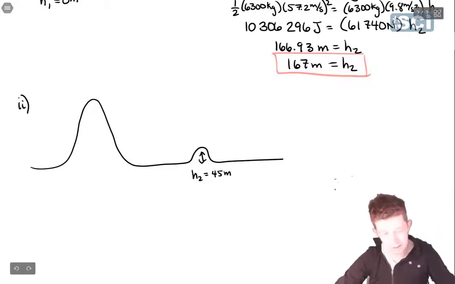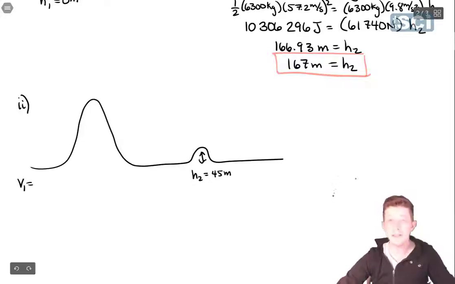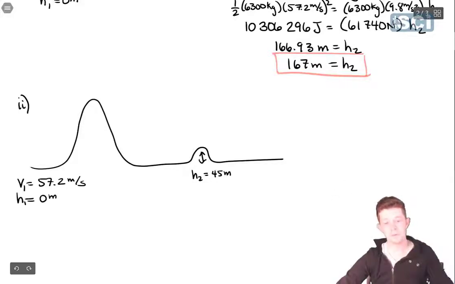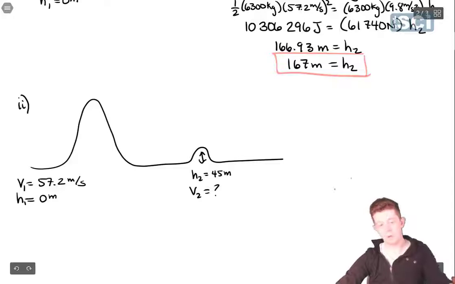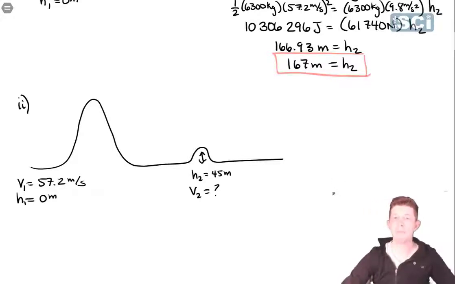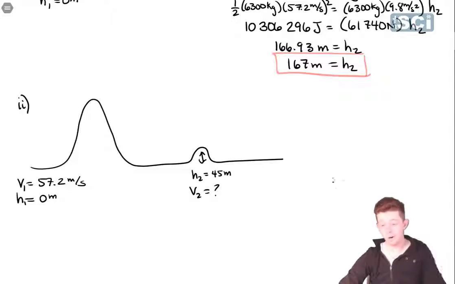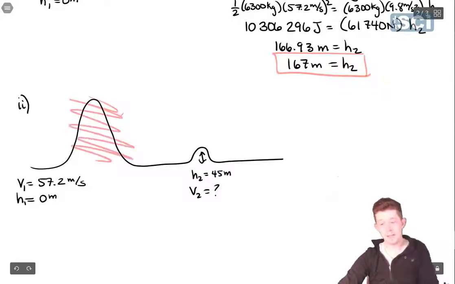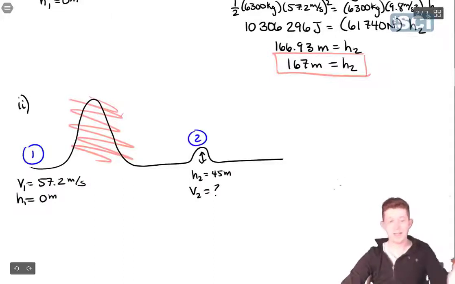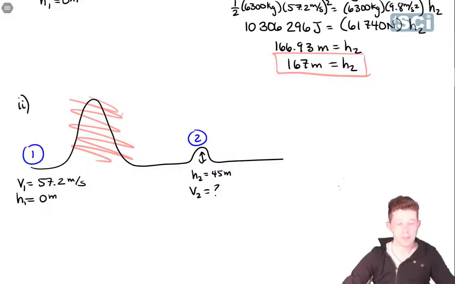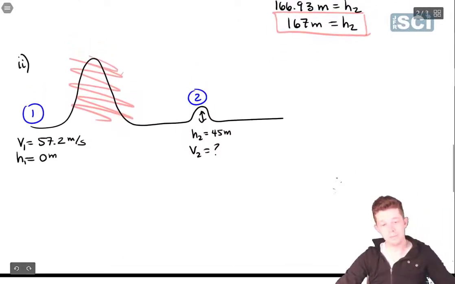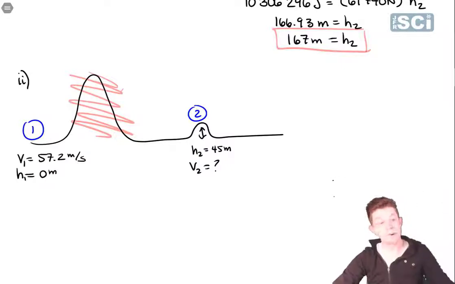The initial conditions of this situation, the cart still leaves the station at 57.2 meters a second, and it leaves with a height that we'll call H1 of 0 meters. We want to know how fast the roller coaster is going over that 45 meter tall bump. I can ignore this first hill because I'm saying that the energy that is here at location 1 has to be equal to the energy at location 2.